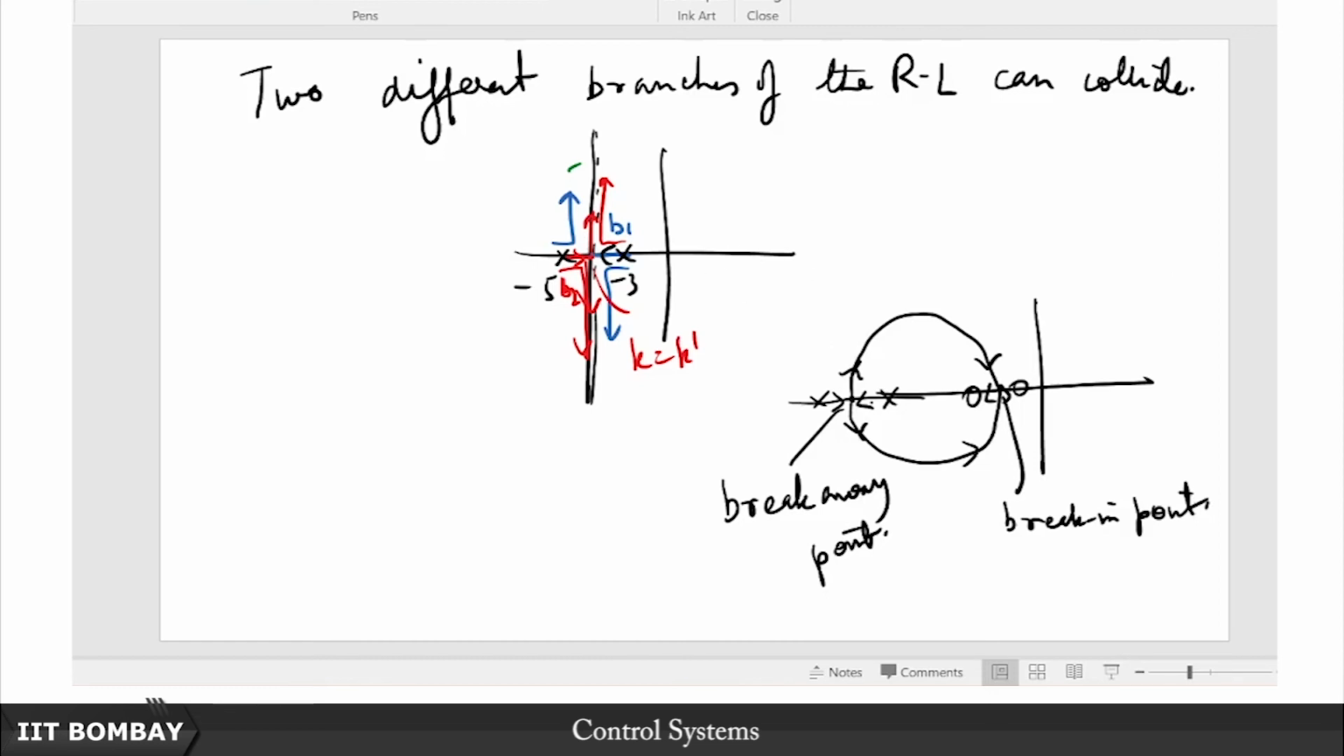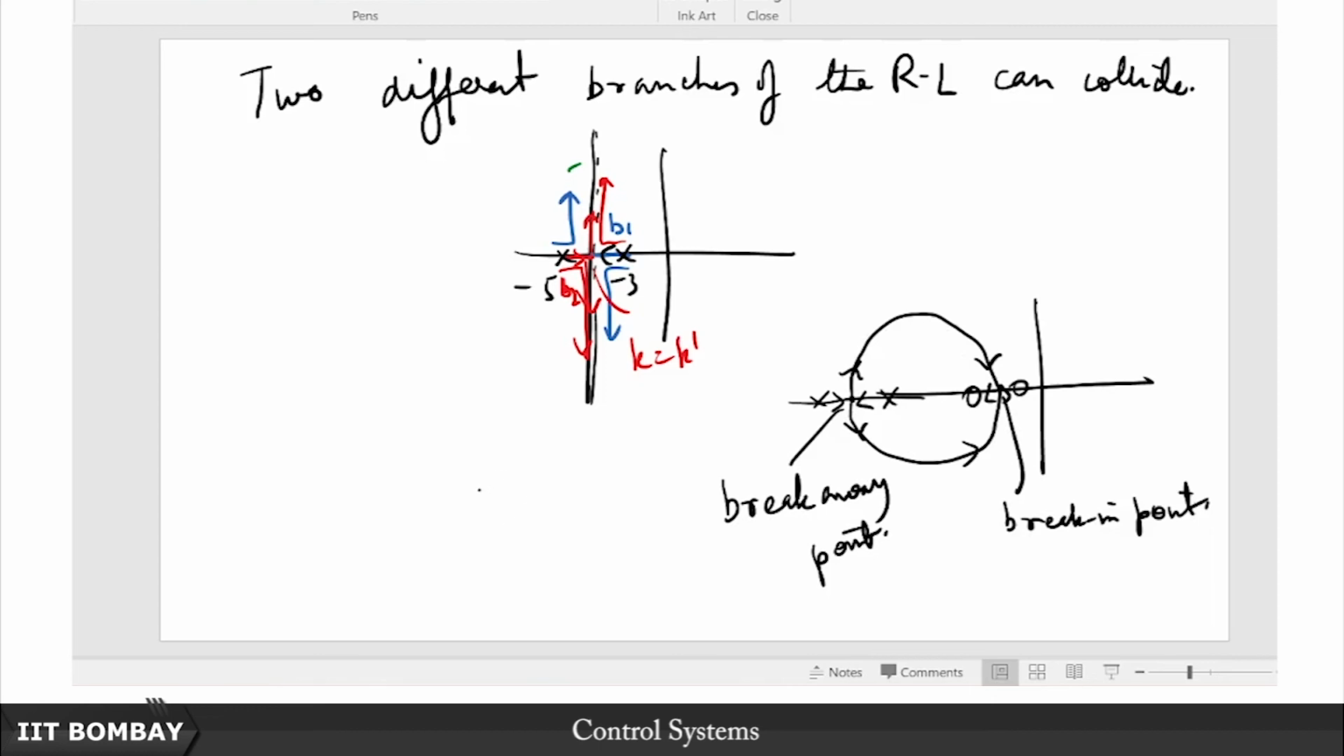Ideally speaking, you might say this is both a break-in and breakaway point, this is also both a break-in and breakaway point because two branches are breaking in and two branches are breaking away at the same point. But the nomenclature is such that if it's breaking away from the real axis, we call it a breakaway point. If it's breaking into the real axis, we call it a break-in point. Yeah, that's it. It's just a nomenclature that you would do well to keep in mind.